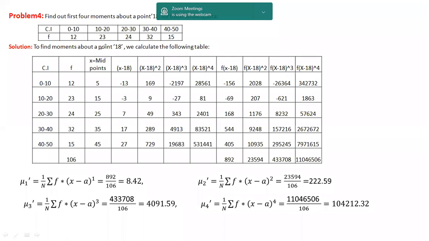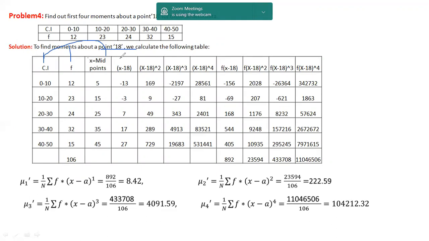point 18. So here the arbitrary point is a equals 18. We have the class interval column 0 to 10, 10 to 20, 20 to 30, and the respective frequency column. Then the mid value of the class interval I am taking as the value of x. So between 0 and 10 the mid value is 5, between 10 and 20 the mid value is 15. Like that, this column represents the mid values of the class interval.